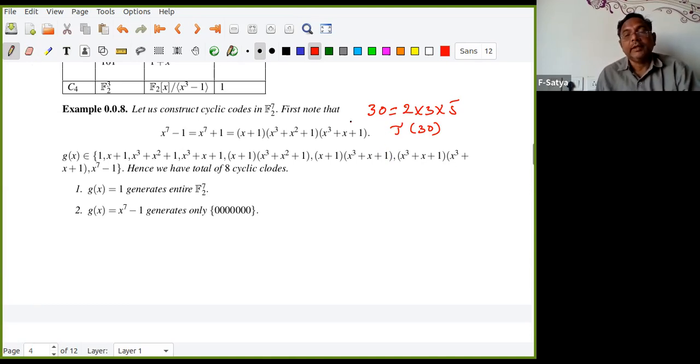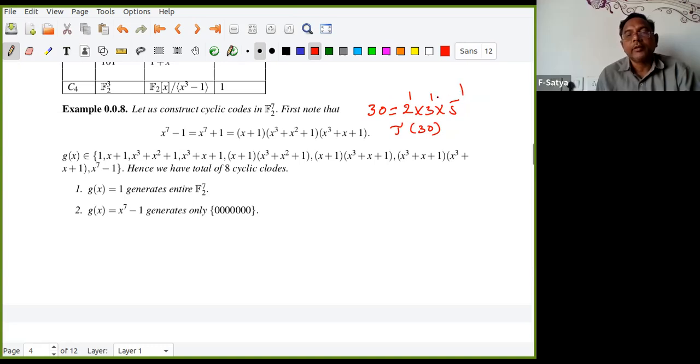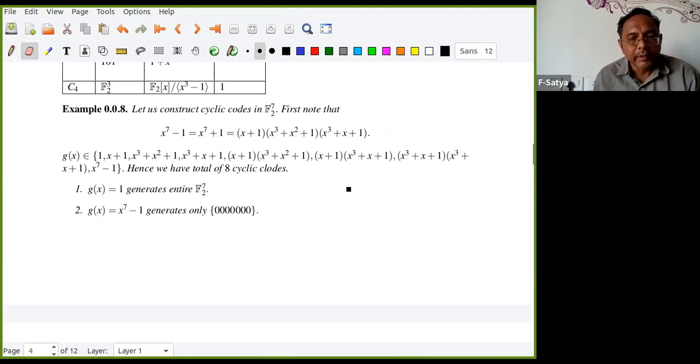Number of divisors of 30. How many will be there? Right? You take power 1, power 1, power 1, right? What do you do? Do you remember? Add 1 and multiply: 1 plus 1, 1 plus 1, 1 plus 1, right? That many divisors are there. Otherwise, you go blindly. So first 1, only x plus 1, only x square, x cube plus x like that, and multiply 2, 2 like that. In total, how many will there be? 8 will come. 2 into 2 into 2. Right? Yeah. Okay. So how many cyclic codes will there be? 8 will be there. Right?